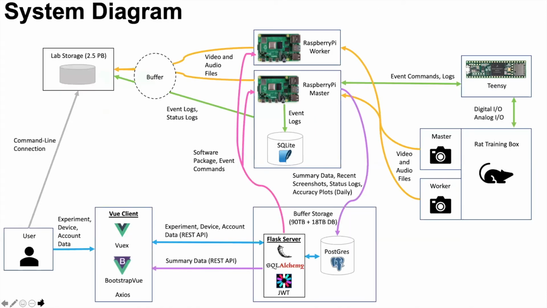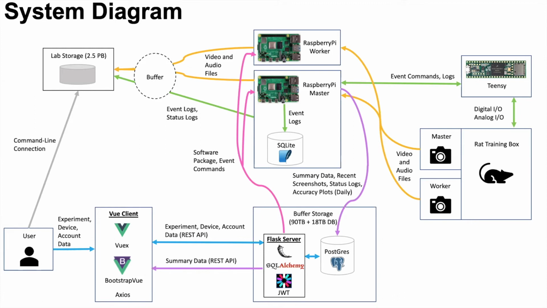This is the system diagram to give you a sense of everything that's involved. On the bottom left, we see the user sending experiment data, and that includes the animal training state machines that I talked about, into the web interface, into the view client, which then goes onto the Flask server. The Flask server stores some of that data in the Postgres database, sends the training instructions onto the Raspberry Pi, which coordinates these training event commands with the teensy microcontroller.